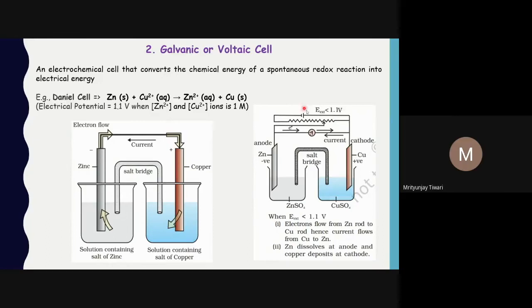So what we see, if you connect this to a bulb, the external potential around its wire is zero. If nothing is connected to it, the electric potential is less than 1.1 volt, so what we will see is that the bulb will glow.